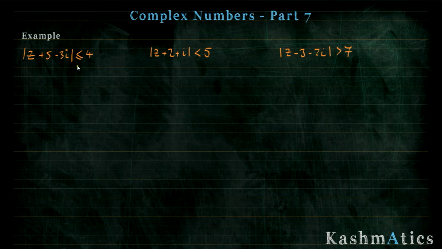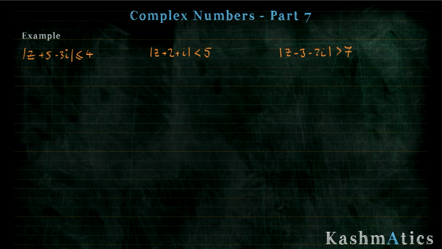Now this one is less than or equal to, which means we need to shade the area inside the circle, but we need to include the circumference of the circle, so we use a solid line. This one here is less than 5, so again it's inside the circle, but it doesn't include the circumference because it's only less than, so we need to use a dotted line for that. And here is the area outside of the circle. Again we use a dotted line because it doesn't include 7.